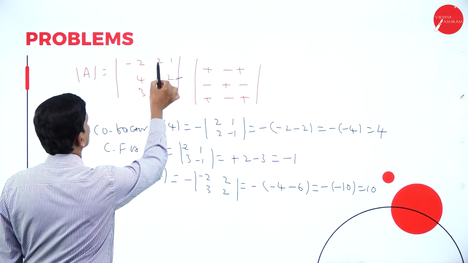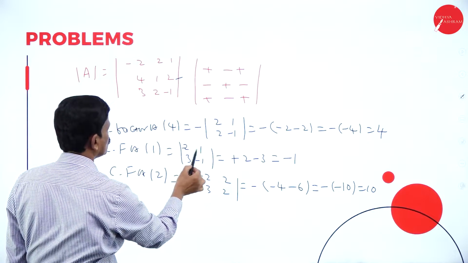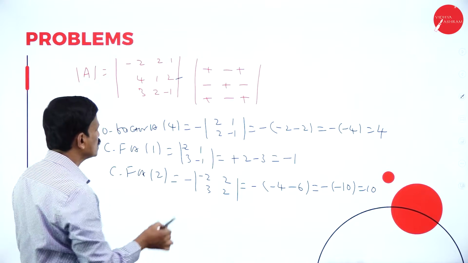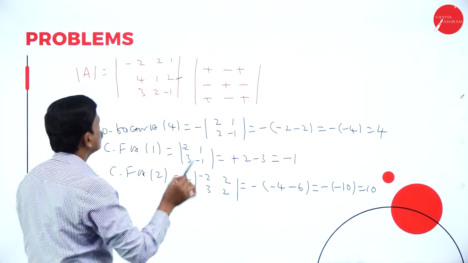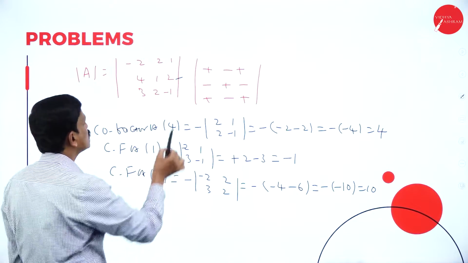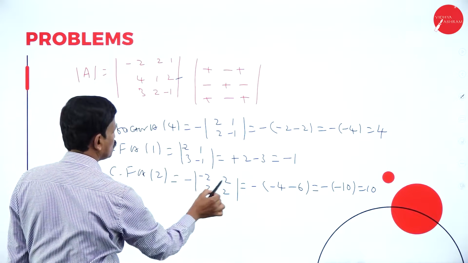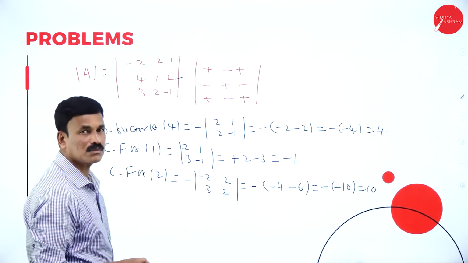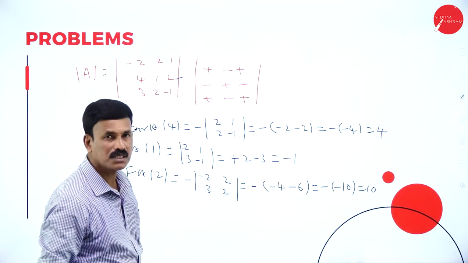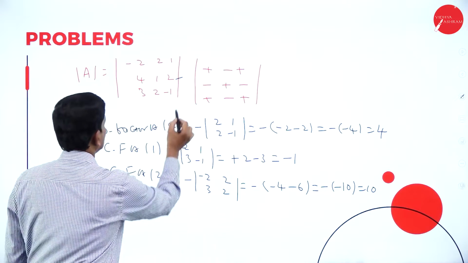Cofactor for this: this row and column is gone, leaving minus 1, minus 2, 1, 3. So this is equal to minus into minus 2 plus... 2, minus 3, which is equal to minus 1. Similarly, the cofactor for 2: this row and column is gone, leaving minus 2, 2, 3, 2. Minus 2 2s are 4, minus 6, minus 6 minus 4 is minus 10, minus into minus is plus 10. Now, similarly for the last row, find out the cofactors.